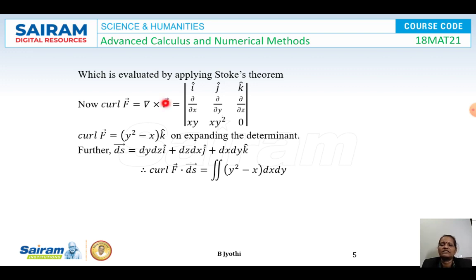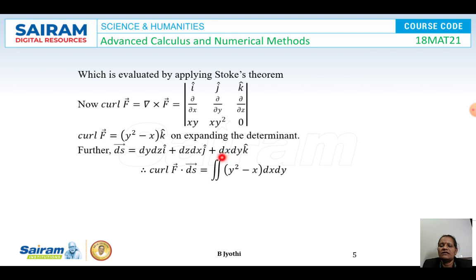So now the curl F is equal to del cross F, given by the determinant consisting of the first row as i j k, the second row as dou by dou x, dou by dou y and dou by dou z, and the third row as xy, xy square and 0. Next, the curl F is given by (y squared minus x) k on expanding the determinant. Further, ds is given by dy dz of i plus dz dx of j plus dx dy of k. Next, curl F dot ds, if you take, will be (y squared minus x) dx dy, because we have only the k term.